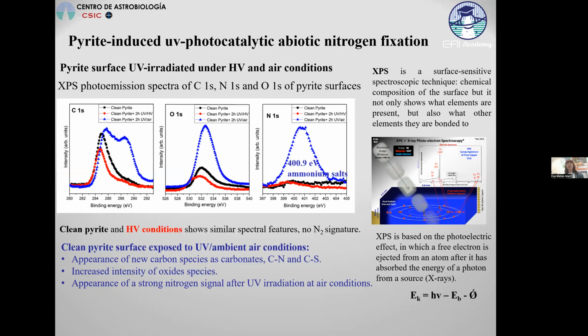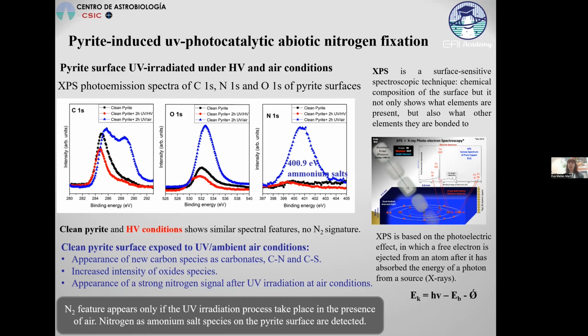I don't know if everybody from the community knows about XPS. XPS is X-ray photoemission spectroscopy. It's based on the photoelectric effect, in which a free electron is ejected from an atom after it has absorbed the energy of a photon from a source. We shoot the sample with X-rays and remove an electron from the core of the atom, which means it's a surface sensitive technique that gives information about the chemical composition of the surface and also the elements they are bound to. So it's a very powerful technique for these kinds of studies.